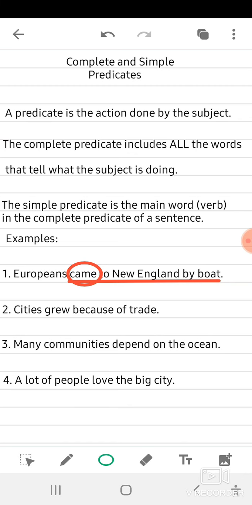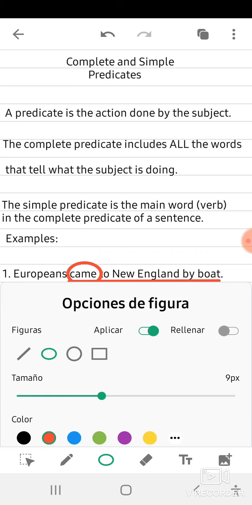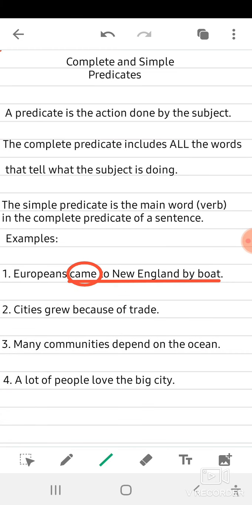Next one. Cities grew because of trade. What or who grew because of trade? Cities. And what did cities do? They grew because of trade. So in this case, the complete predicate will be grew because of trade, because it includes the main verb and all the words after it. So what is the main verb in that phrase? Grew because of trade. Okay, the main verb will be grew. Okay, so we're going to circle this one. Okay, grew is the main verb or the simple predicate.